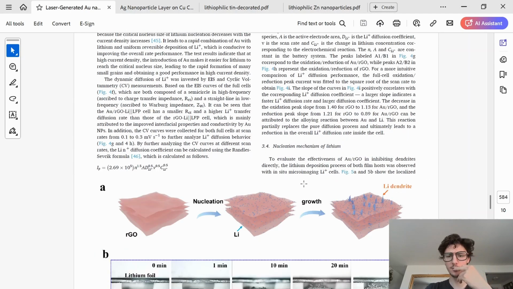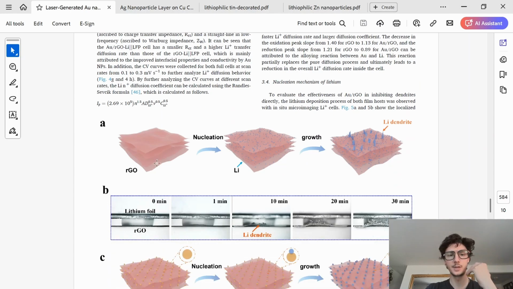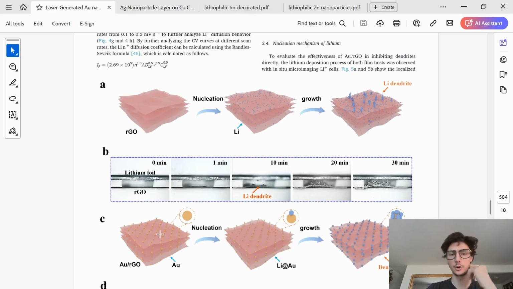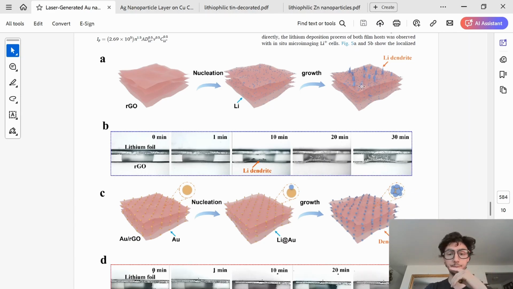Cool. Nucleation mechanism of lithium. This is pretty interesting. They're talking about the mechanism, like what they think is happening here. And they actually show you a cool little picture. So reduced graphene oxide, no gold nanoparticles. You can see the gold nanoparticles over here. Nucleation, so the lithium deposits. And then here we have the lithium dendrites, which are these spiky icicle things made of lithium, which are bad. They cause short circuits and explosions in batteries, so you don't want that.